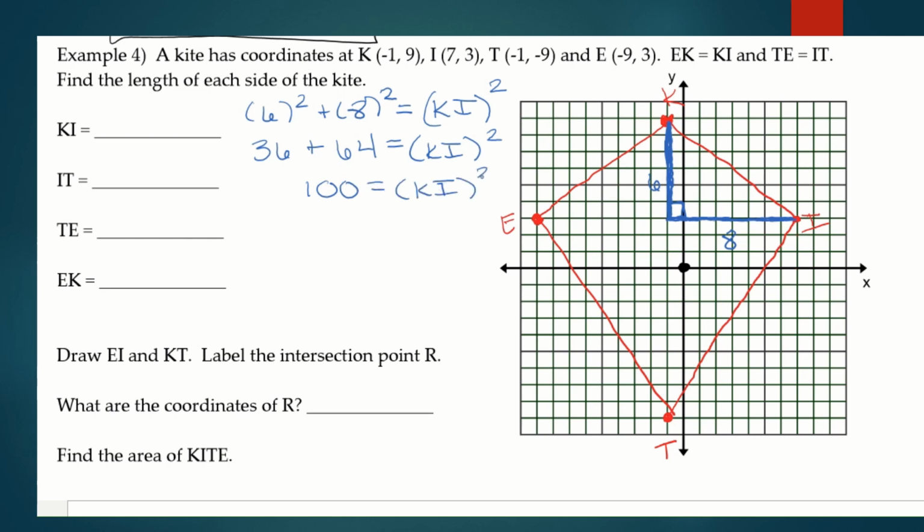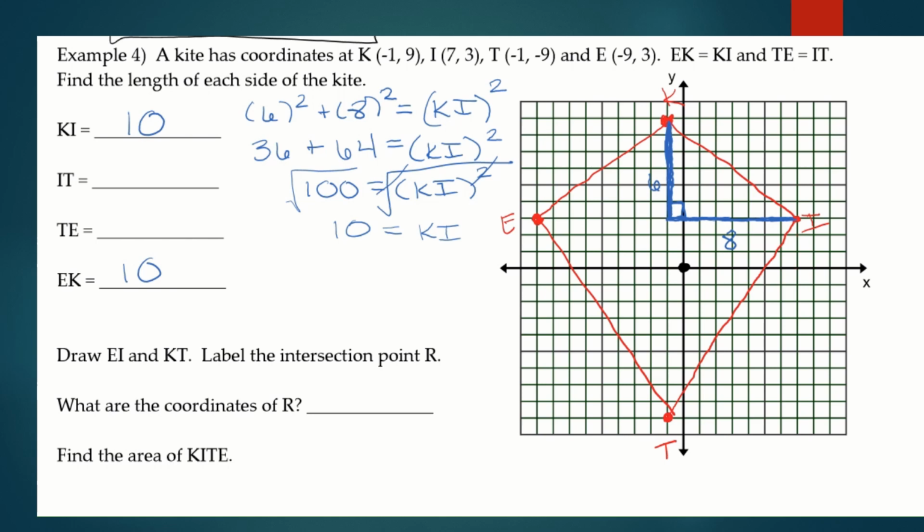Again, set equal to KI squared. And when I square root both sides to undo that squared term, I get KI equal to 10. All right, we can do that. Now, we were told at the beginning that KI and EK are equal. So KI and EK both measure 10. Now we've got to find TE and IT.